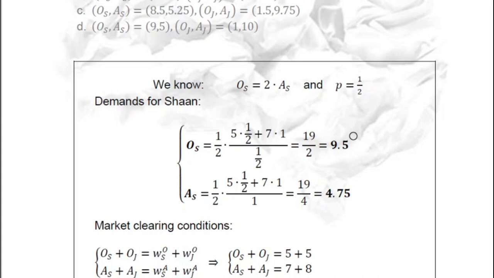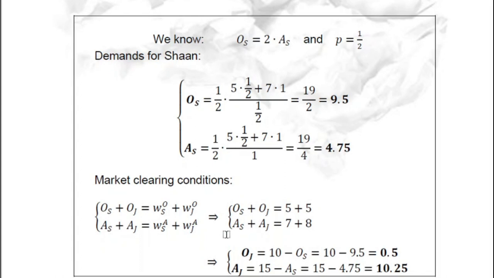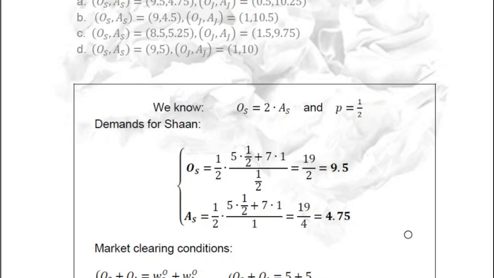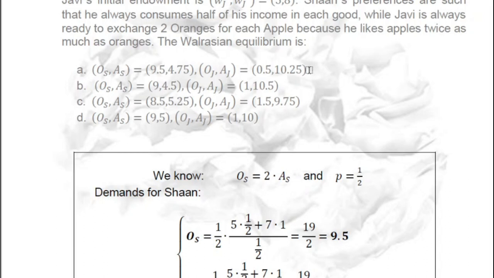So now we use the market clearing conditions to find the demands for Harvey, because Harvey does not have useful demands. The demand for oranges should be equal to the supply of oranges. Each one carries 5 oranges, so in total 10. If Sean demands 9.5 oranges, then the rest, 0.5, will be demanded by Harvey. And as they carry 15 apples, 15 minus 4.75, 10.25 units of apples will be demanded by Harvey. At the end, I think, if I'm not wrong, that this was the answer, yeah?